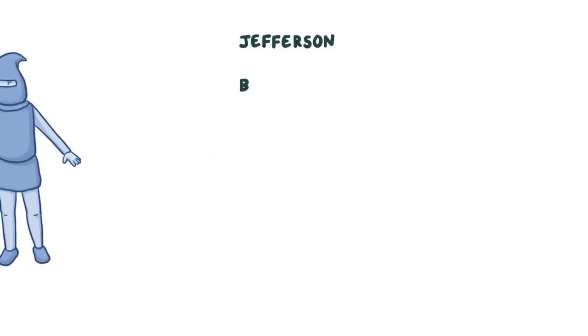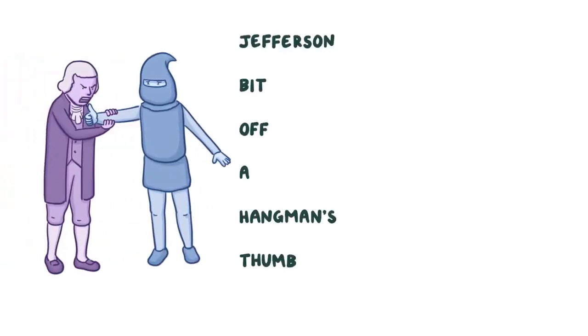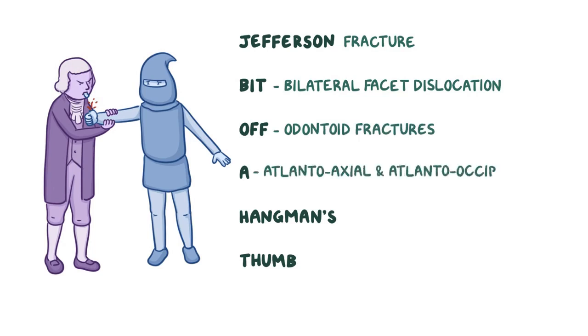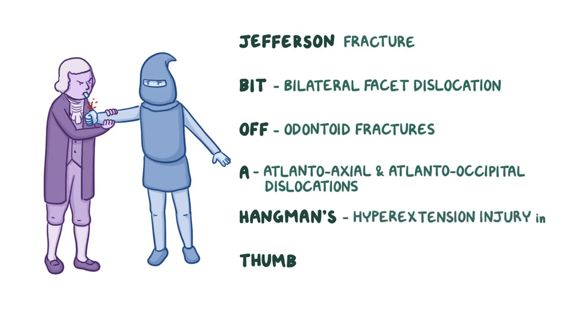You can remember these fractures using the mnemonic Jefferson bit off a hangman's thumb. Jefferson, bit for bilateral facet dislocation, off for odontoid fractures, A for atlantoaxial and atlanto-occipital dislocations, hangman for a hyperextension injury in hangman fractures, and thumb for teardrop fractures.